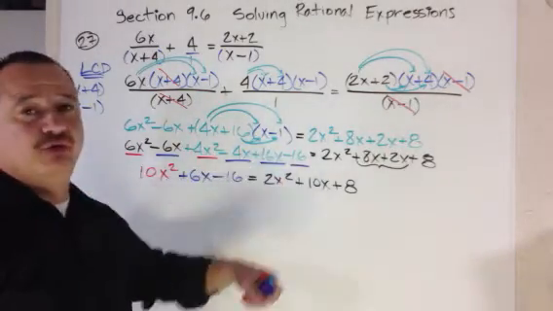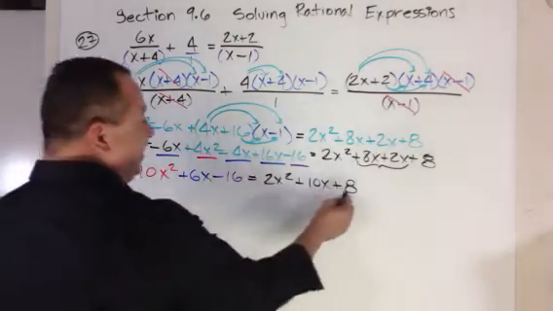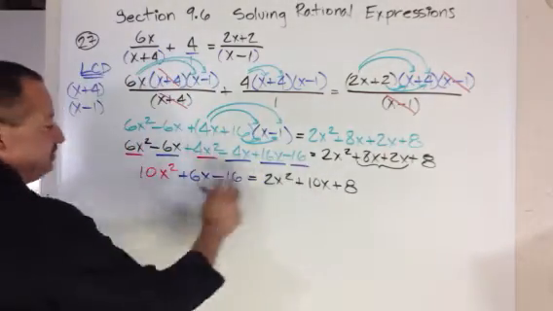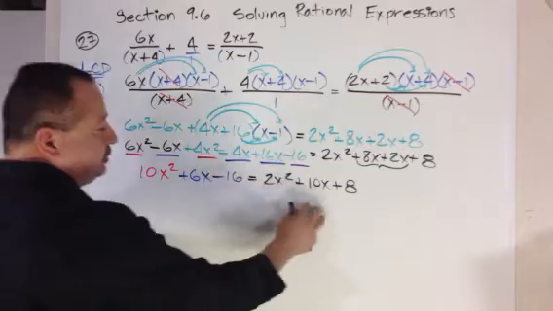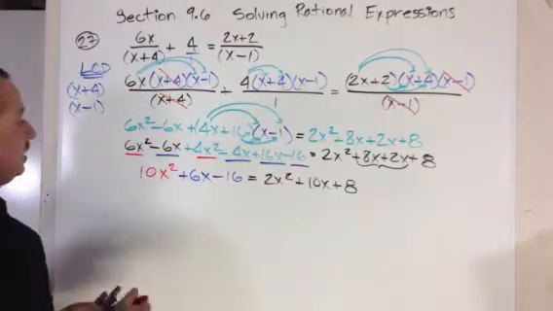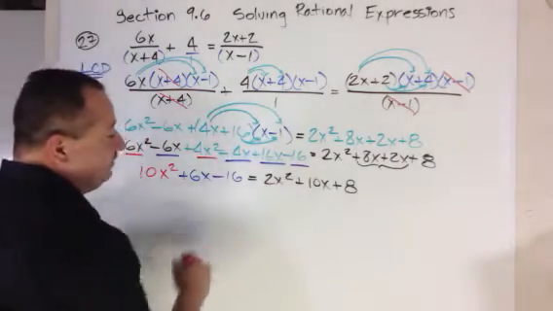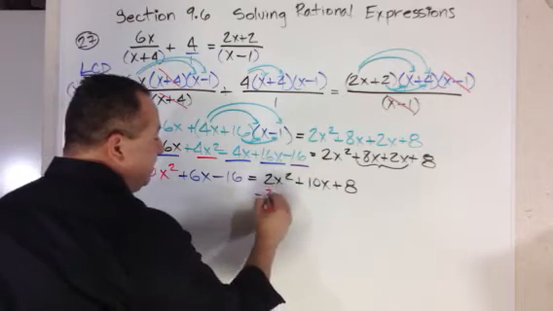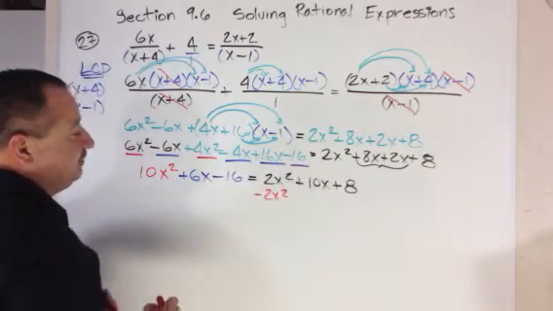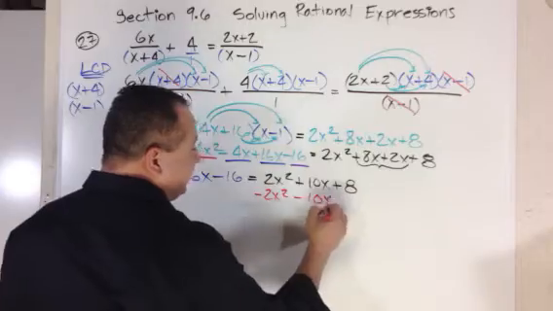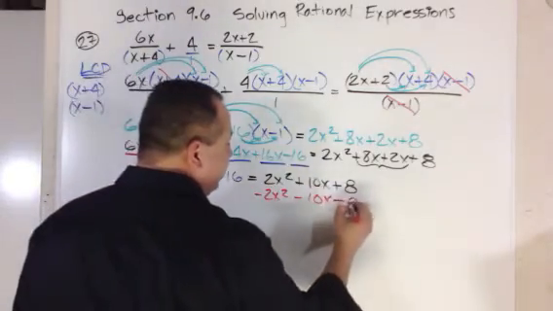Okay, so now it looks like we still have a trinomial and a trinomial. We're going to get rid of this trinomial by subtracting each one of these, and that'll pretty much make a quadratic equal to 0, which is exactly what we're trying to do. So I'm going to go ahead and subtract. Opposite of 2x squared would be minus 2x squared. Opposite of positive 10x would be minus 10x, and the opposite of 8 would be minus 8.